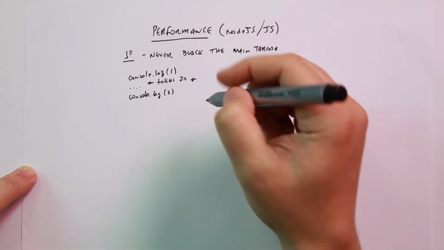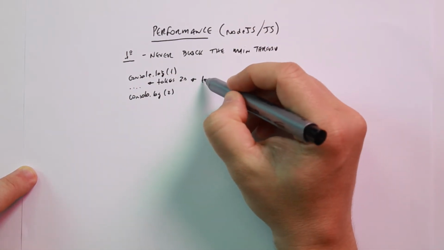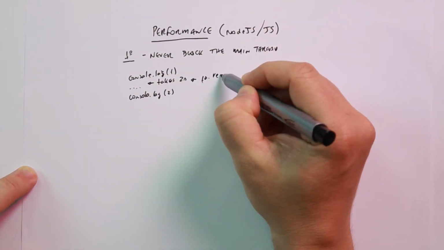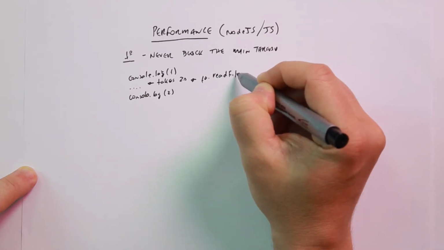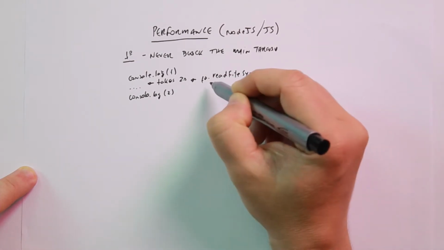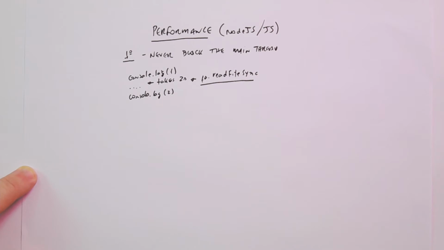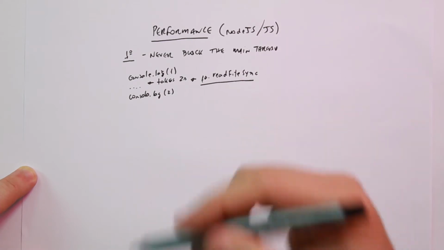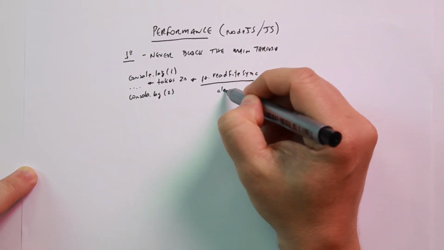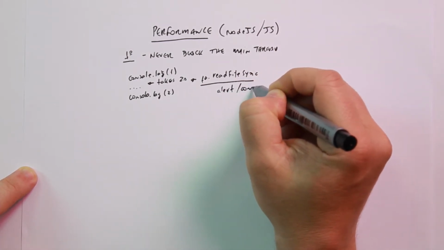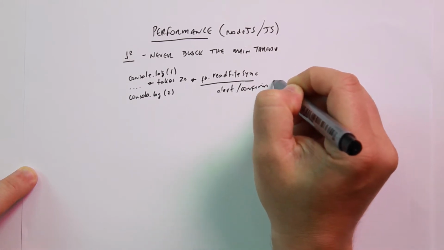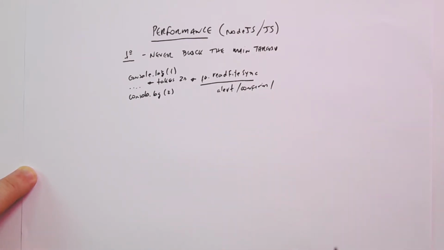For example, in Node.js we can use the file system and we have readFileSync. So basically sync functions block the main thread, so avoid this kind of usage. In the browser we can use, for example, alert and confirm. These kinds of instructions block the main thread as well.